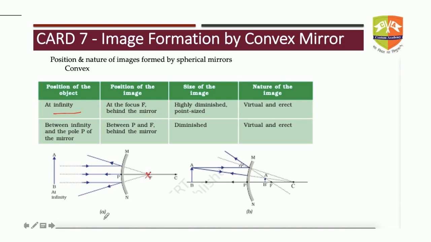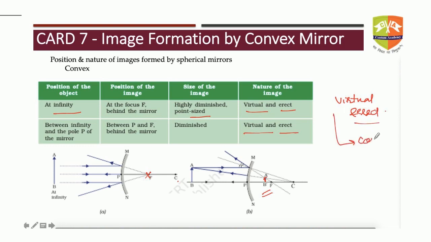Why? Because i is equal to r. This is nothing but the principle of reversibility that I would be discussing in the next slides. So these are the three different rules which we would be taking care of, and with the help of these three rules, we will be finding out what kind of images would be formed depending on different distances of the object from the spherical mirrors. So let's finish those things off.